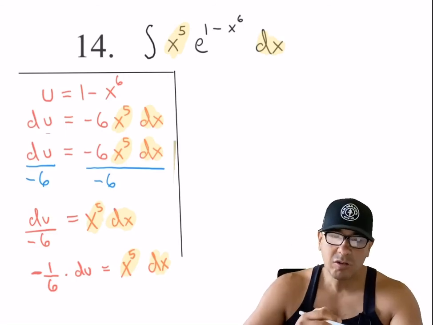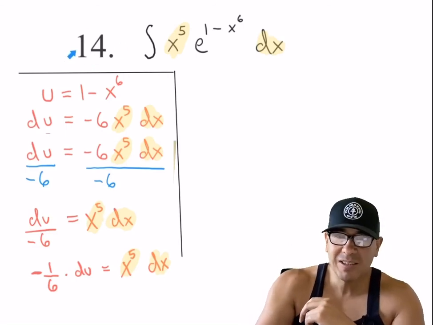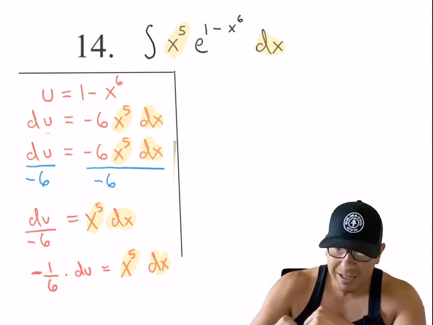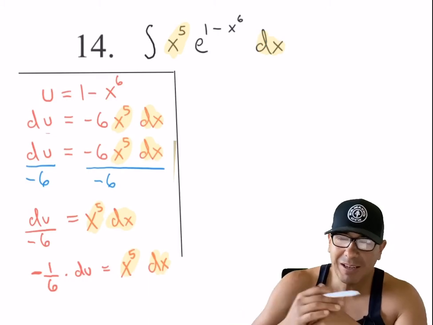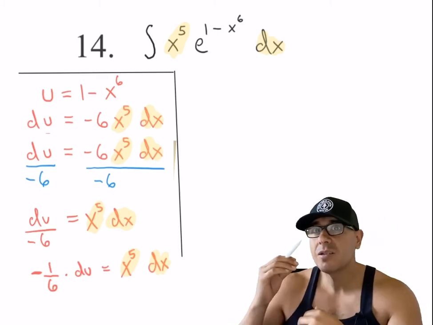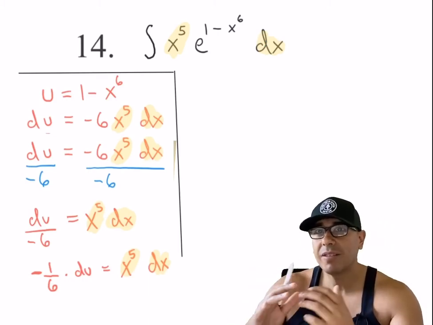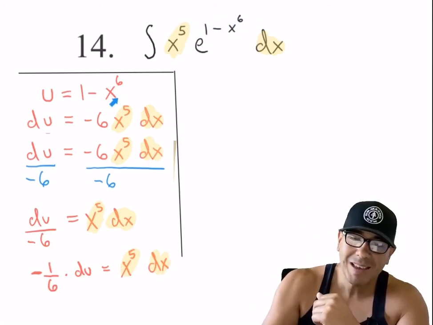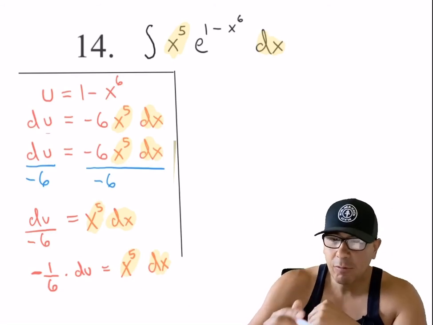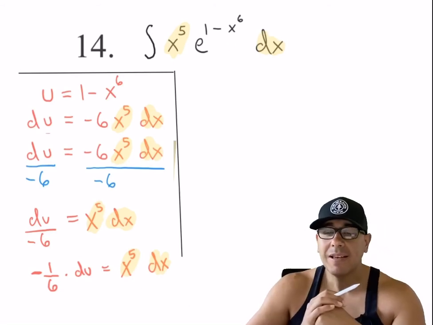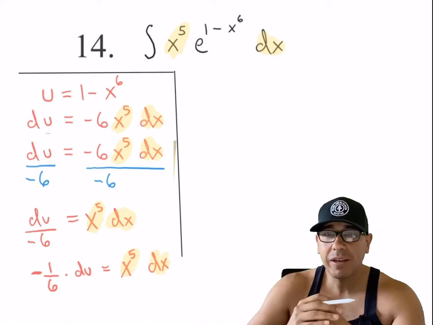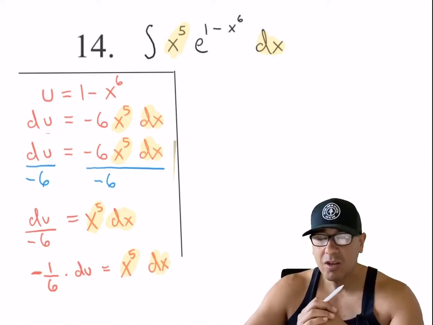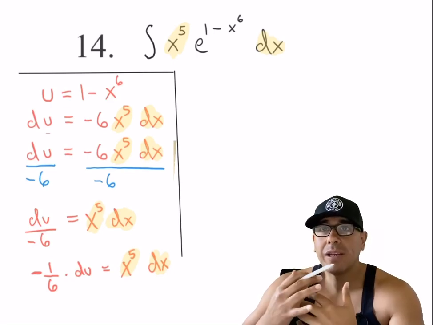All right, so check it out. For number 14, this is very similar to your number 14 in the homework. What we do is we set u equal to one piece. Through experience, you get better at this in terms of you don't have to guess. So I'm going to let u equal this exponent, 1 minus x to the 6th. And when I do that, what I'm hoping is that somewhere in the derivative I end up with the x to the 5th power. All right, so that's my goal. That's what I'm hoping happens.